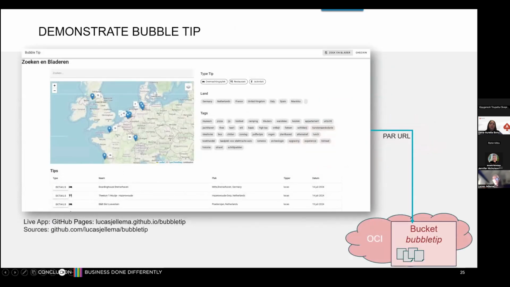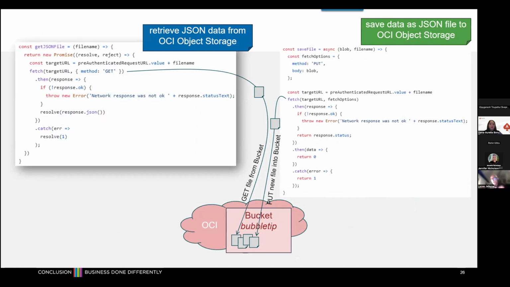So here's an example of a simple application I created. It's called Bubble Tip, and it provides tips for nice destinations, nice restaurants, and nice hotels for a bunch of friends of mine. It's running again on GitHub Pages. It has a backend, a data store on OCI Object Storage, and all the interaction is through HTTP. So data is read with GET requests. Any new tips that are added in the application by any of my friends using it on their own computer, any change is stored as a Delta file, a JSON format Delta file, on the bucket on OCI Object Storage.